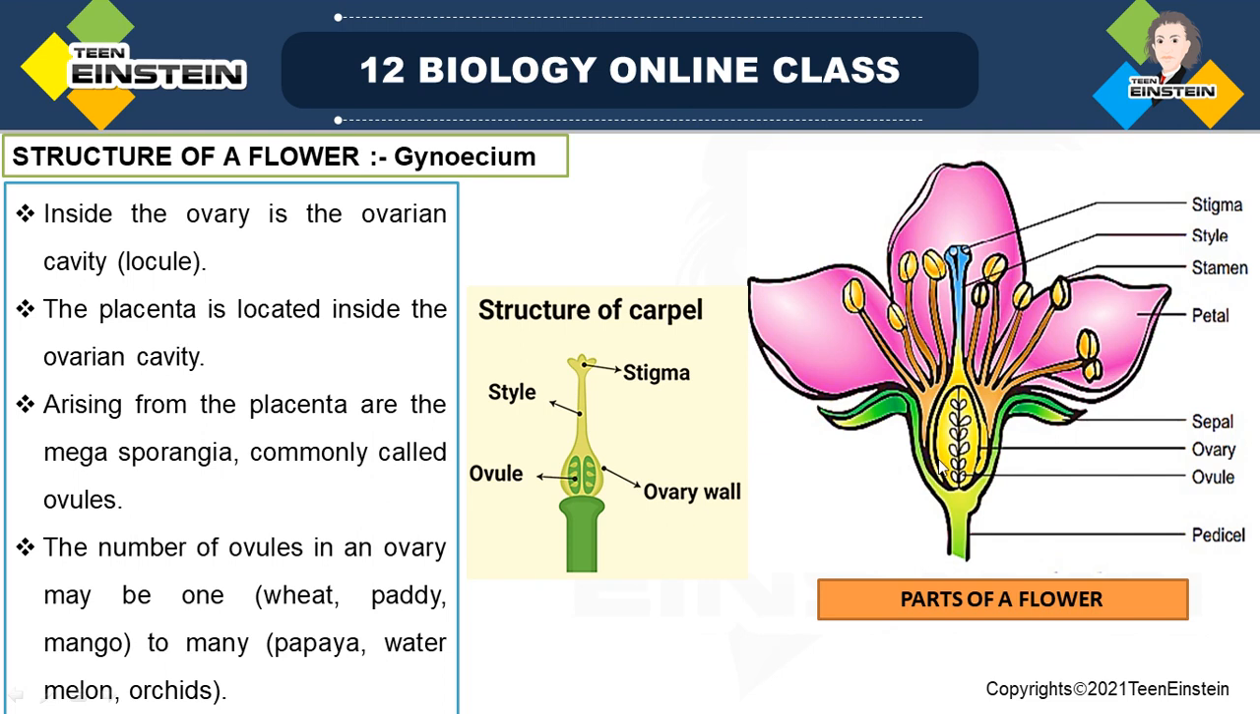And you have learned different types of placenta, right? You have learned about the different placentations: axial, parietal, basal placentation, all this you have learned in the 11th standard chapter, right? So from this placenta, ovules are arising. Ovules are attached to this placenta. Okay, here you can see the ovules are attached to the placenta.